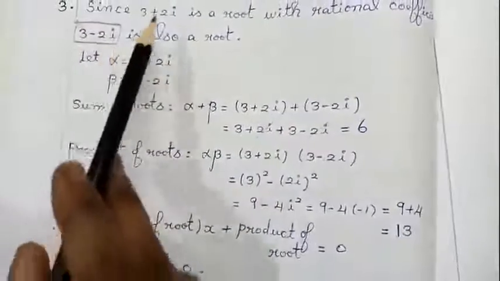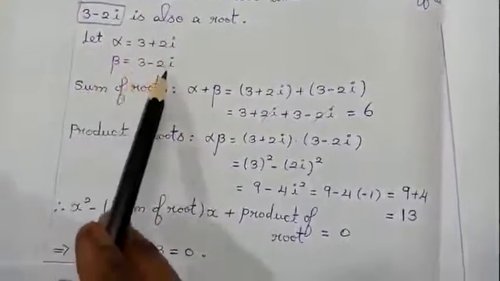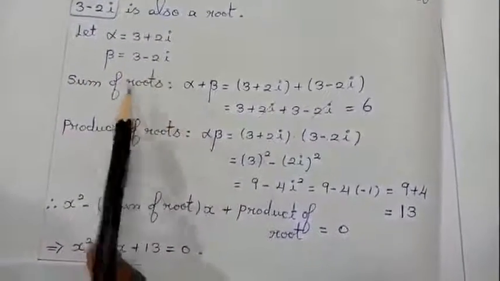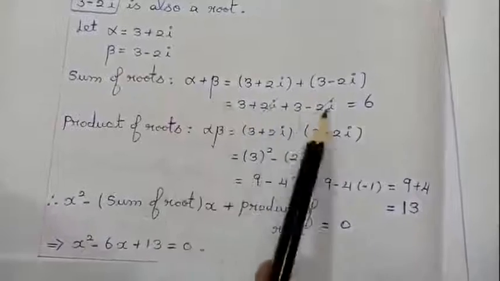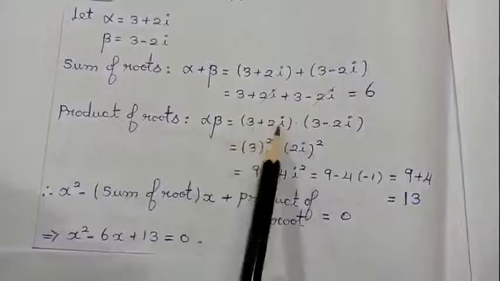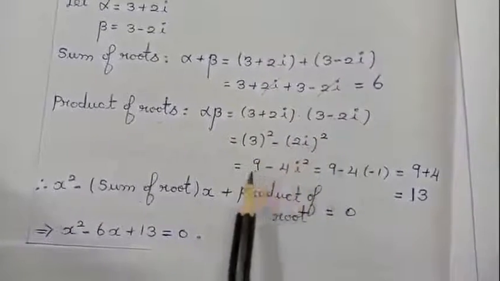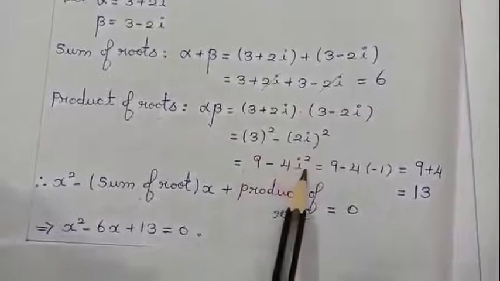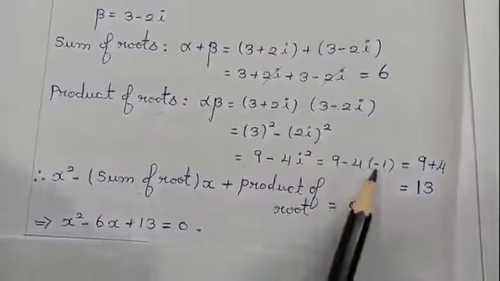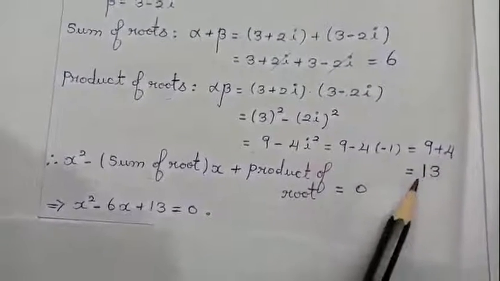Let alpha equal 3 plus 2i and beta equal 3 minus 2i. As usual, sum of roots, you add. The imaginary part gets cancelled. You will get the answer as 6. Product of roots, a plus b into a minus b, a square minus b square. You calculate. The value of i square is going to be minus 1, you replace it. After the final calculation, you will get the answer as 13.